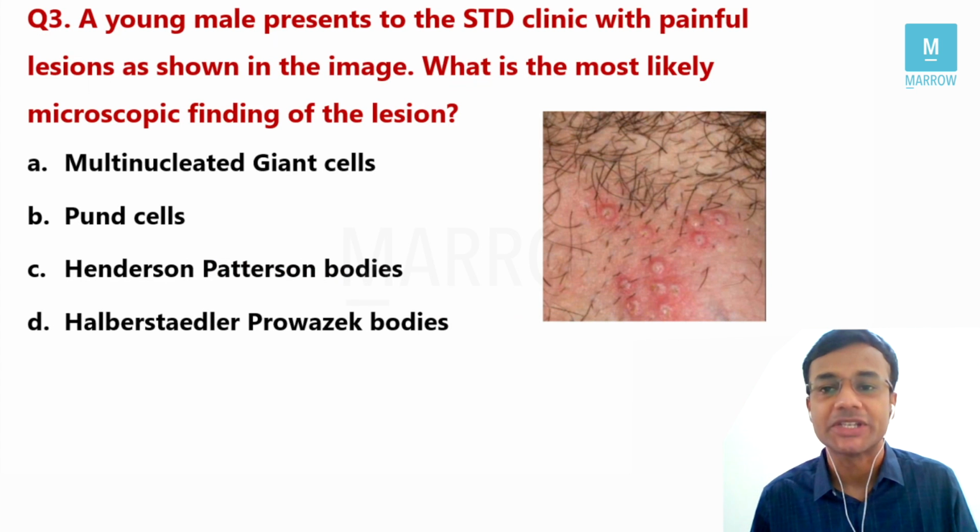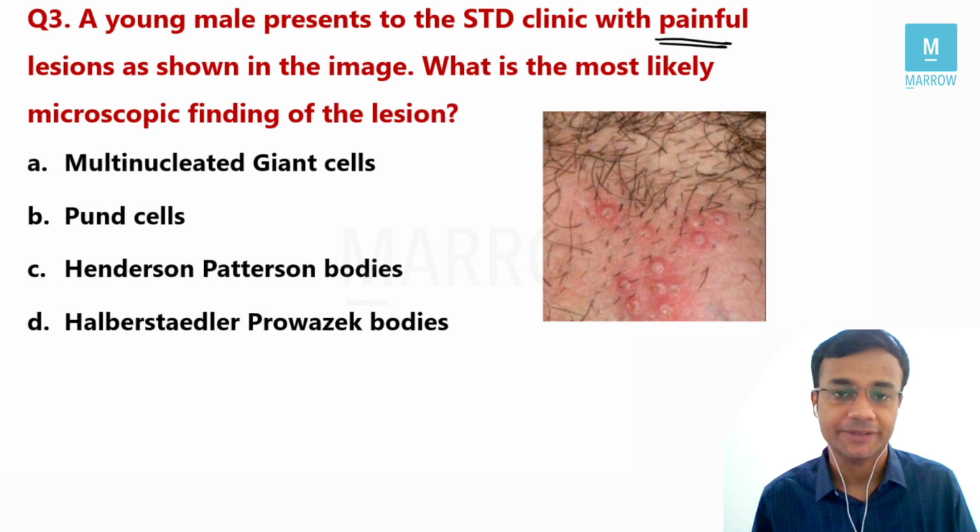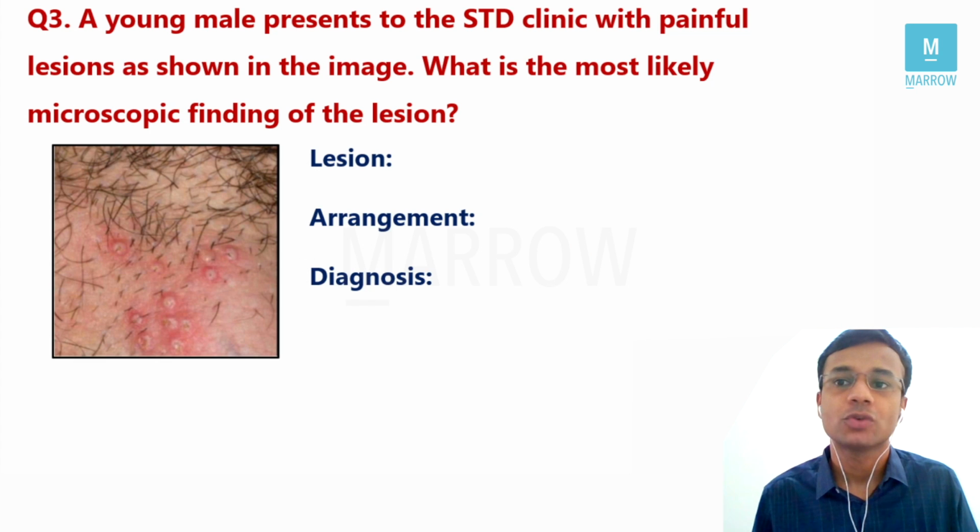We take up the third question. A young male presents to the STD clinic with painful lesions. So the first point to remember is painful lesions. Which of the following is the most likely microscopic finding of the lesion? Let's analyze this question once again before looking at the options. Number one, you know that the lesions are painful.